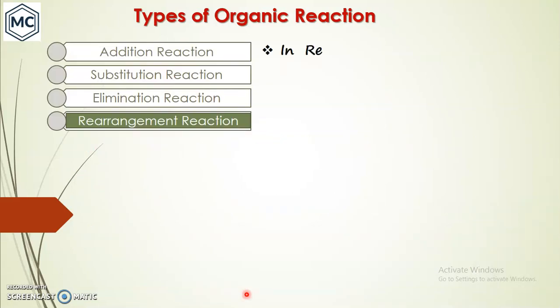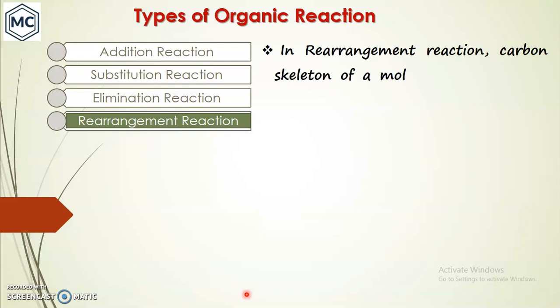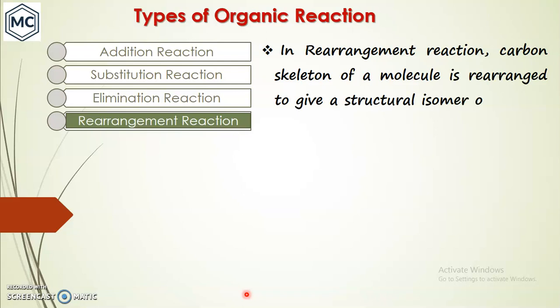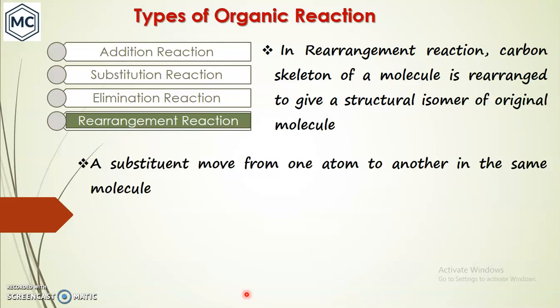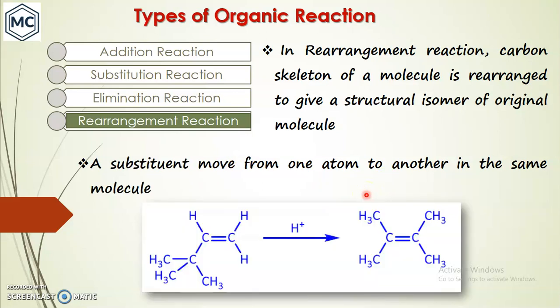An alkyl bromide in presence of base gives alkene. Two atoms are removed from here. Last one, rearrangement reaction. In rearrangement reaction, the carbon skeleton of a molecule is rearranged to give a structural isomer of the original molecule. Here, a substituent moves from one atom to another of the same molecule. Here, this is an example.